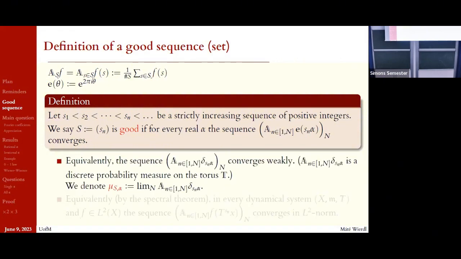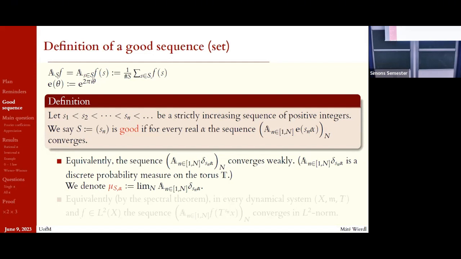Equivalently, the sequence of averages of the delta function at S_n alpha converges weakly. And I just remark here that this average of the delta S_n alpha is a discrete probability measure on the torus T. And they will play the fundamental role in our talk. And we denote this limit measure, which is supposed to exist, by mu sub S alpha.